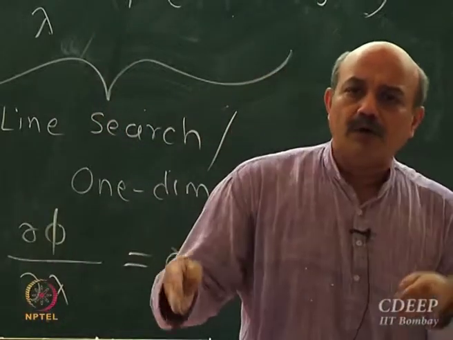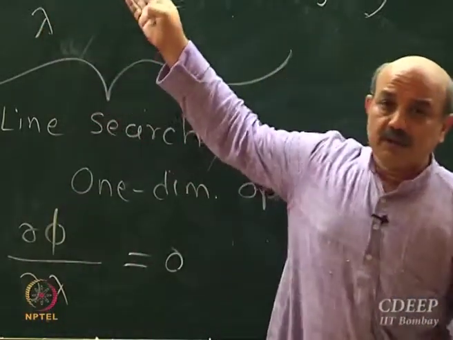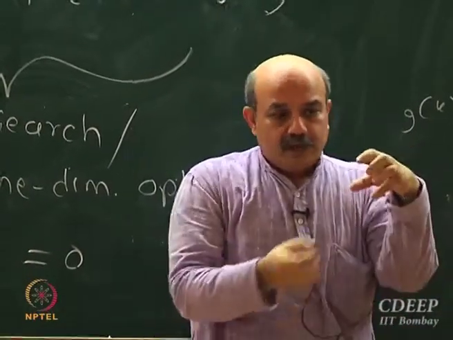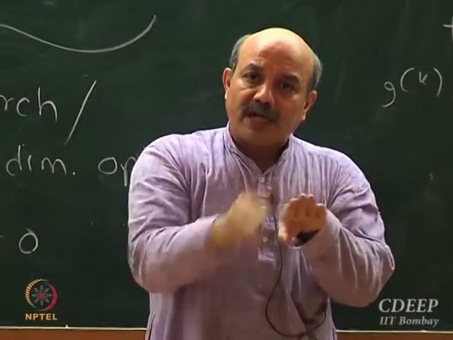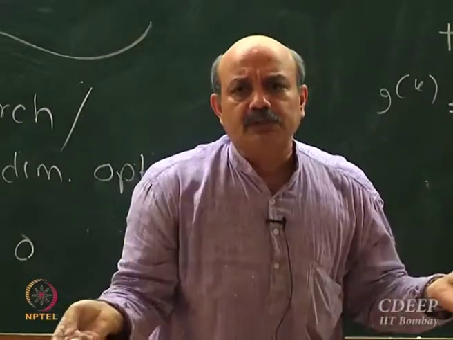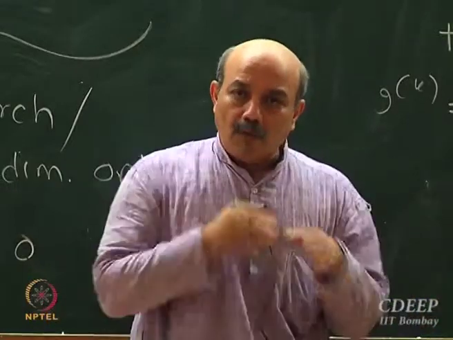So I want to find out. I am decreasing phi, right? Now, in one shot, when I am taking one step, I would like to decrease as much as possible. So how do you find out how much is possible?